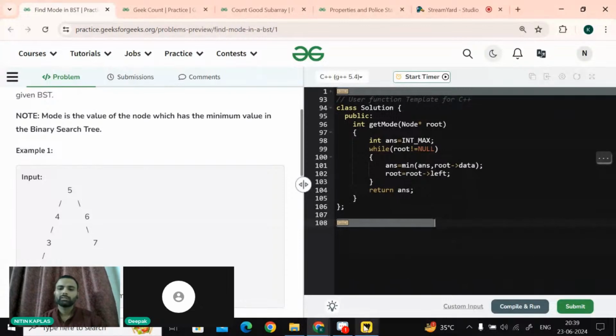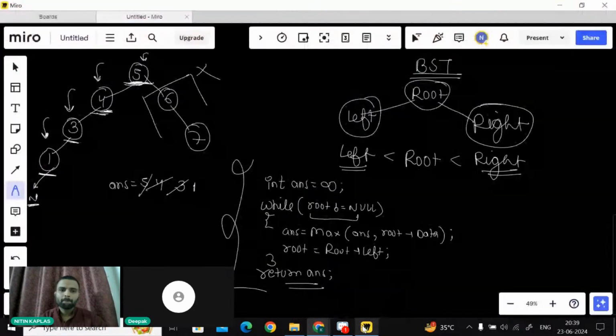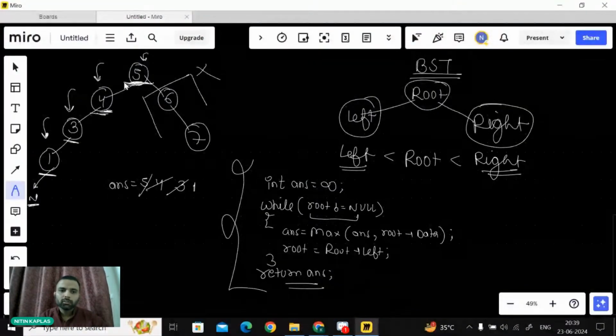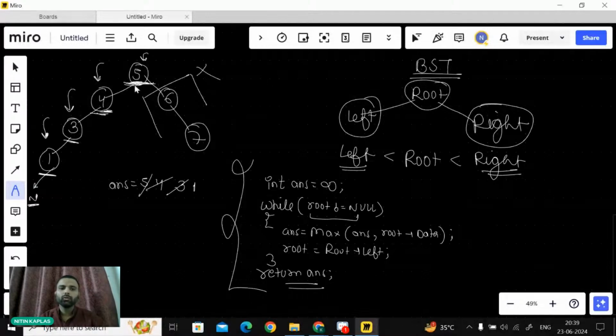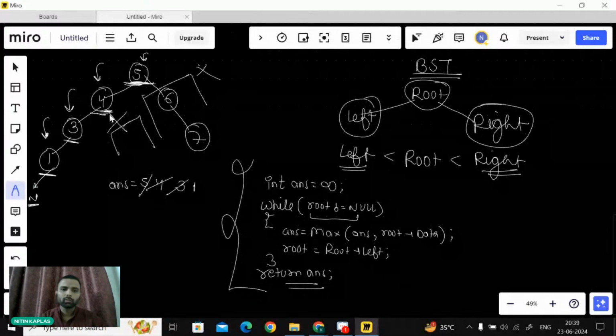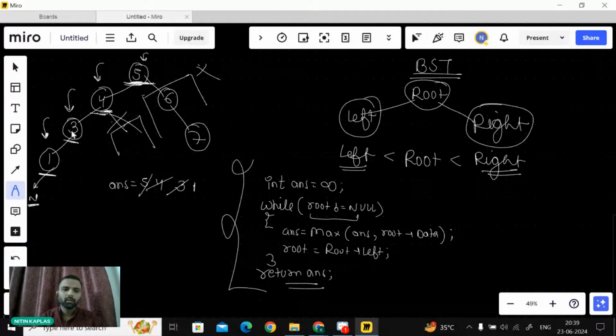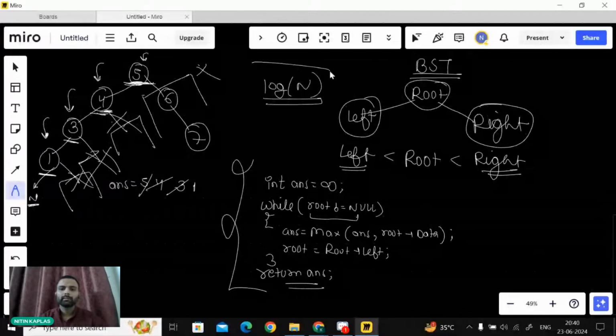Okay, so what's the time complexity of this solution? You are just doing a binary search and you ignore one half, right? Here you ignore this. When you are reaching here, you ignore whatever you have in this direction. You ignore that part. Again you are here, ignore that part. When you are here, ignore that part. So it means it's a log n complexity, right? That's the time complexity of the solution.